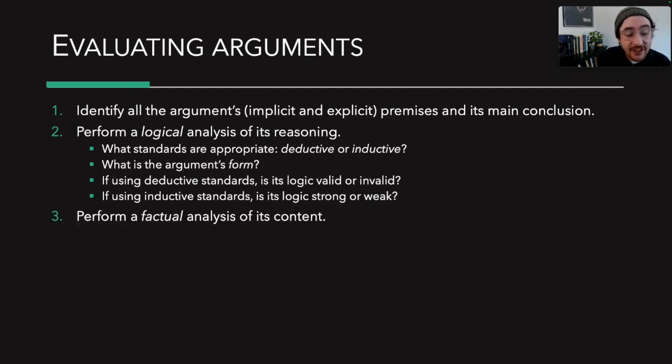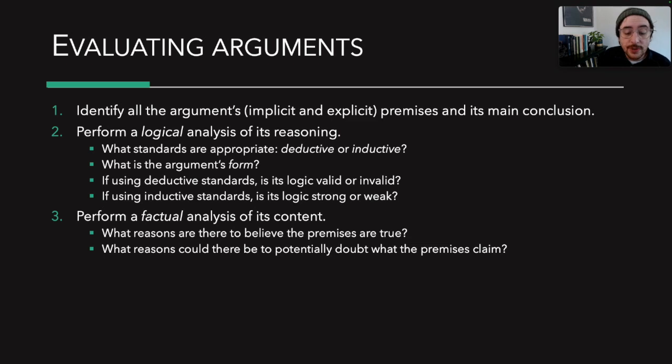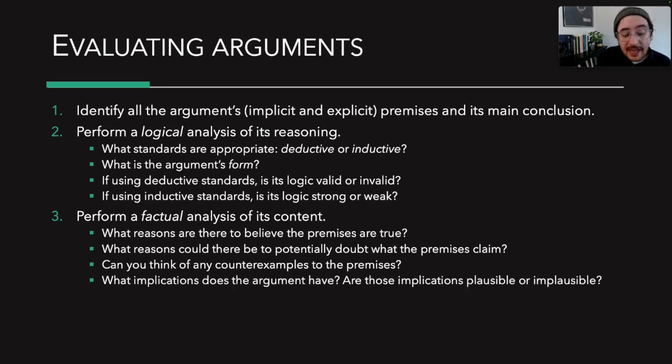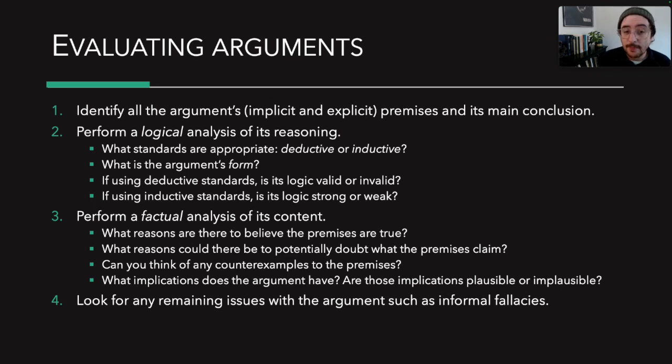We can then perform a factual analysis of its content. Here we say, well, what reasons are there to believe that the premises are true? What reasons could there be to potentially doubt what the premises claim? And could we think of any counterexamples to the premises? You can also ask, well, what are the implications of this argument? And are those implications plausible or implausible? You might also look for any remaining issues with the argument, maybe some informal fallacies, maybe some worries about whether it's going to be able to successfully persuade someone. Now, we haven't talked about informal fallacies in this video, but our reading did talk about it, and we will talk about it in class at various times throughout the semester as well.